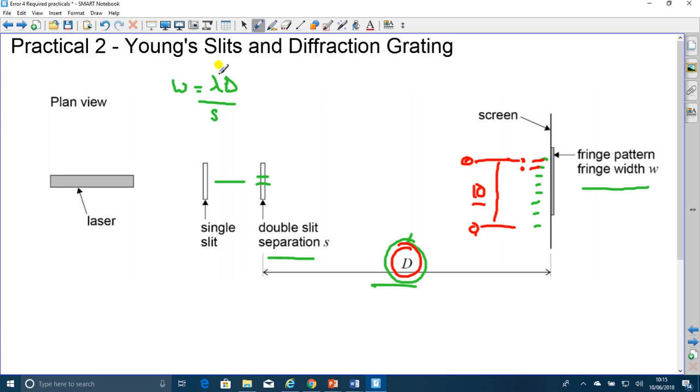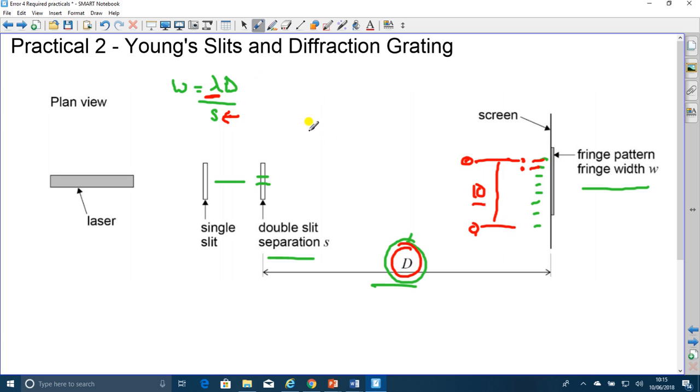We'd normally do this experiment, and you could, if you wanted to, change D and measure W. You could plot a graph of this if you wanted to do it like that. But normally you wouldn't do that. Normally you might try it for different slit separations for a given wavelength of light.